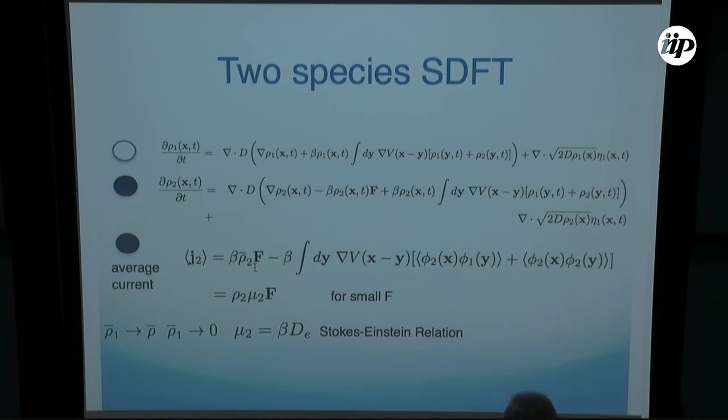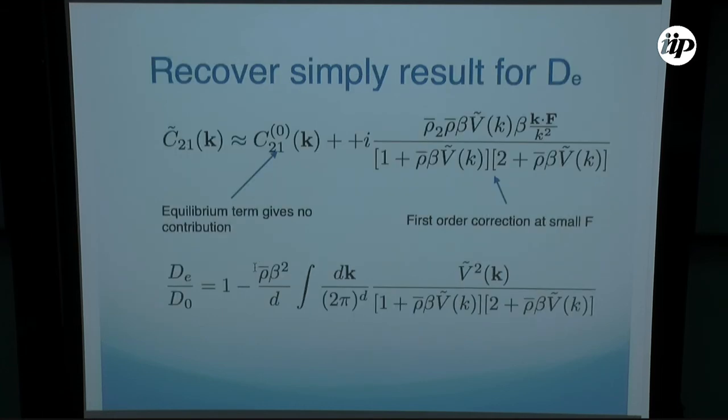But the idea now is if I look at the average current of the black particles, I can write down the same thing. If I expand everything in terms of the fluctuations, the crucial term is this reaction force between the particles, given by this term here. You show this term here doesn't contribute. So if I have a small force f, then the current is basically rho 2, the density of my particles of type 2, times their effective mobility times the force, right? Then I can use Stokes-Einstein and say this mobility for these particles of type 2 is just beta times the effective diffusion constant.